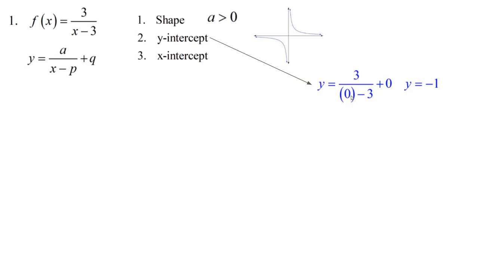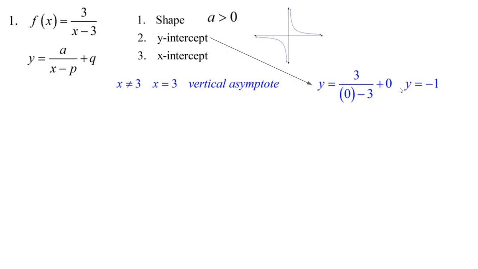There's two things here. x equals 3 is called an asymptote, because you can't have 3 right there. 3 minus 3 makes 0. You're not allowed to divide by 0. That's this vertical asymptote.